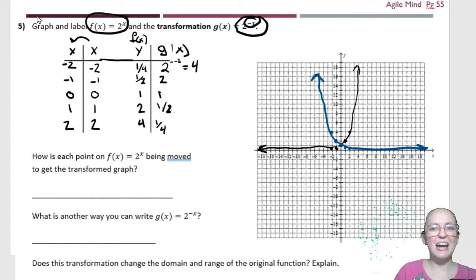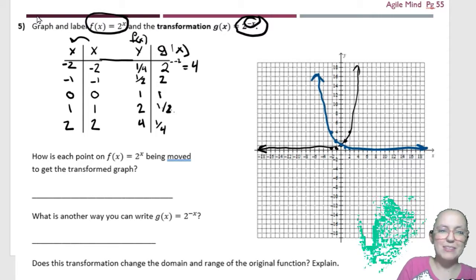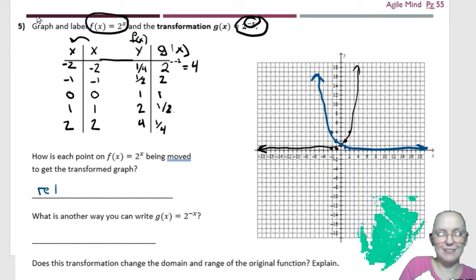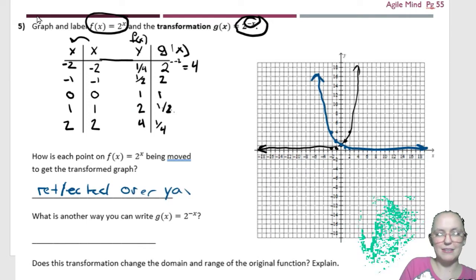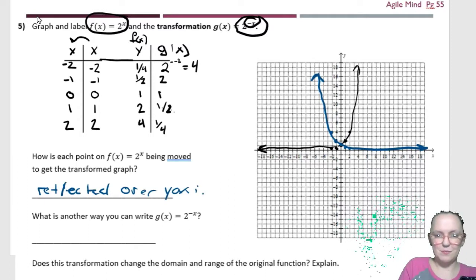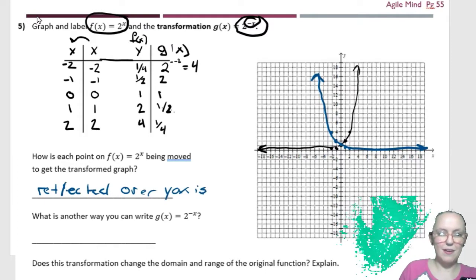So it didn't actually shift it or move it anywhere. The way that this is being transformed is it's being reflected over the y-axis. Pen's being cranky. There we go.